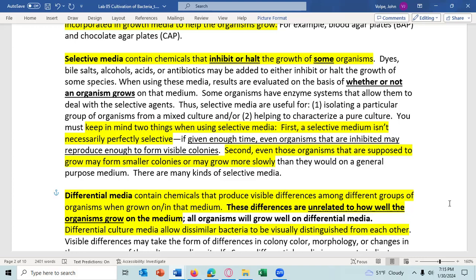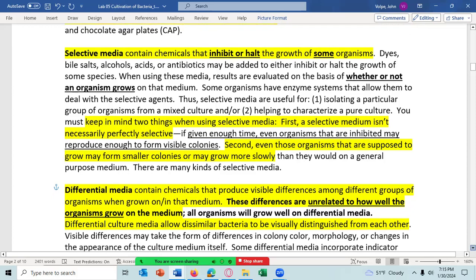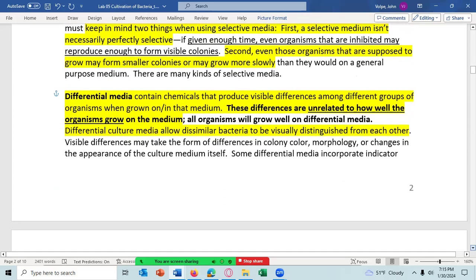All right. Besides selective media, we also have differential media. Differential media is a media that contains chemicals that produce visible differences among different groups of organisms. So if you have two different species and you grow it on a differential media, you can see differences in the bacteria or in the media. These differences are unrelated to how well the organism grows on the media. They're usually visually distinguished from each other, meaning it allows visual differences, either different color or some other different characteristics that you can visually distinguish two different types of bacteria.